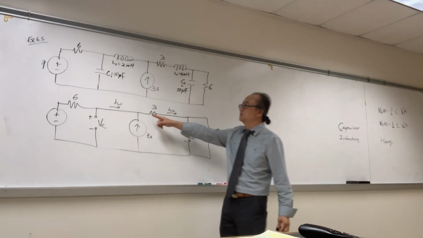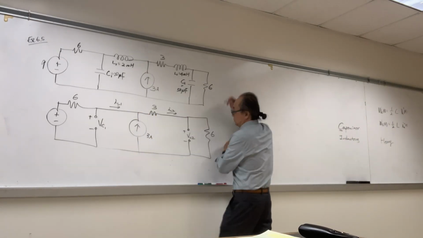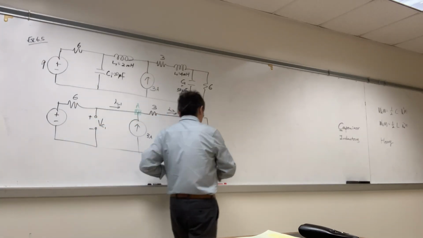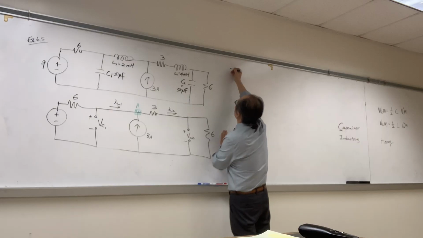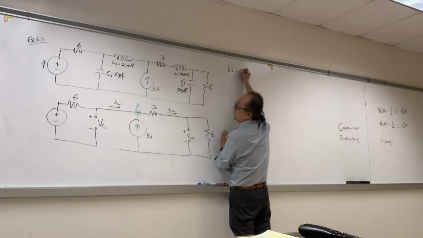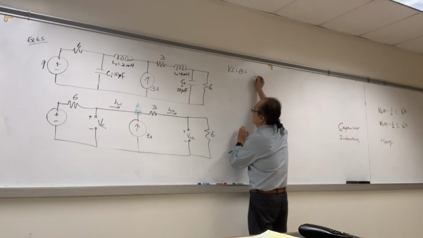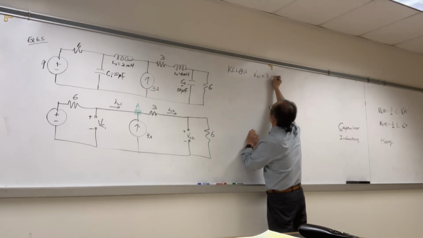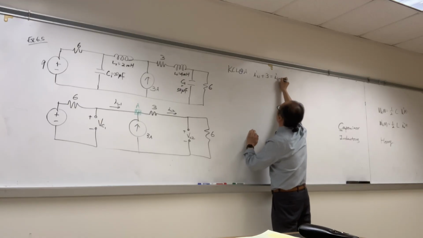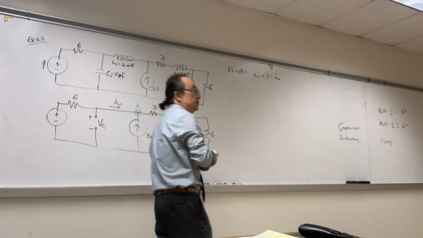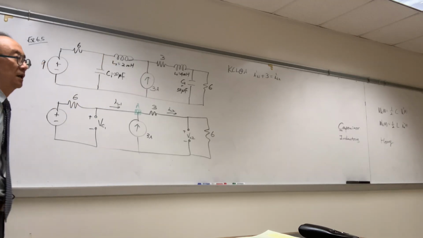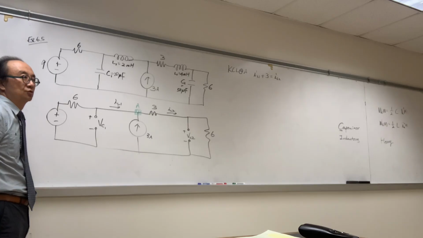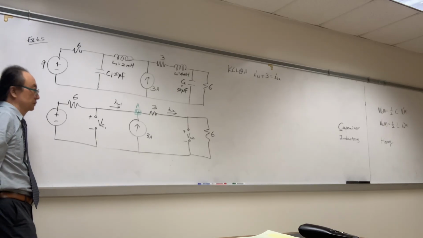IL1, well, basically KCL right here. So that's a good starting point. I'm going to call this node A. And when we do KCL at node A, we have IL1 plus the entering 3 equals the leaving IL2. That's one equation. Good? Okay, good starting point. What else? Mesh? Okay. Super mesh? Okay, let's do that.